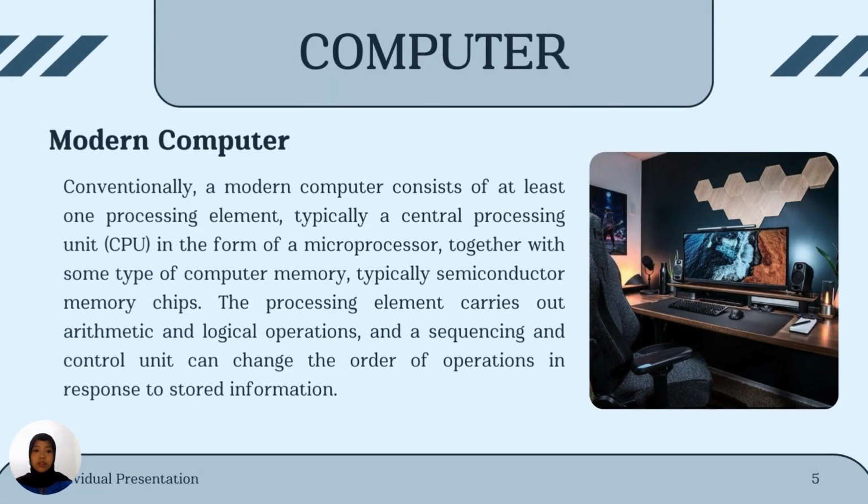Modern computer. Conventionally, a modern computer consists of at least one processing element, typically a central processing unit or CPU, in the form of a microprocessor, together with some type of computer memory, typically semiconductor memory chips. The processing element carries out arithmetic and logical operations, and the sequencing and control unit can change the order of operation in response to stored information.